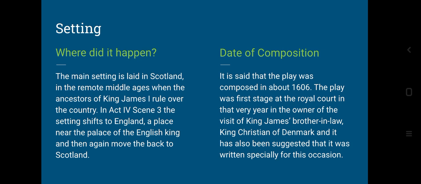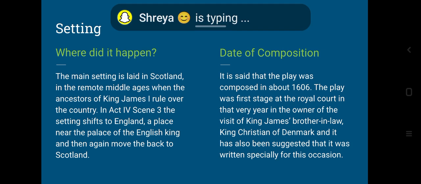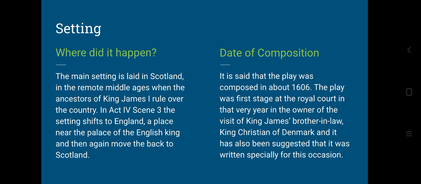We come to setting. Where did it happen? So the main setting is laid in Scotland in the remote Middle Ages when the ancestors of King James I rule over the country. In Act 4, Scene 3, the setting shifts to England, a place near the palace of the English king, and then again moves to Scotland. So in the first half of the play, at least till Act 3, I guess, we are in Scotland. Then the setting shifts towards England, and then again we are taken back to Scotland.